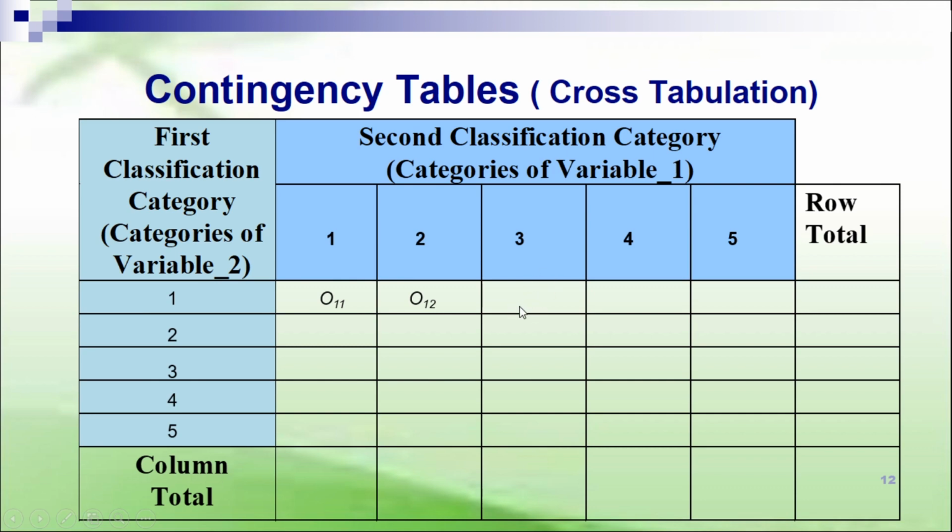Then you can say what is the cell address for this one. It should be O13. That means this value belongs to the first category of variable 2 and the third category of variable 1. In that way we can define O14. O indicates the observed frequencies, that means the given frequencies in the example. O15 belongs to the first category of variable 2 and the fifth category of variable 1.